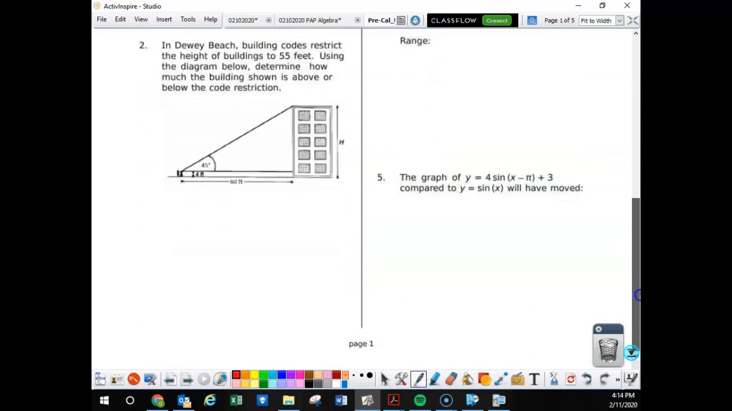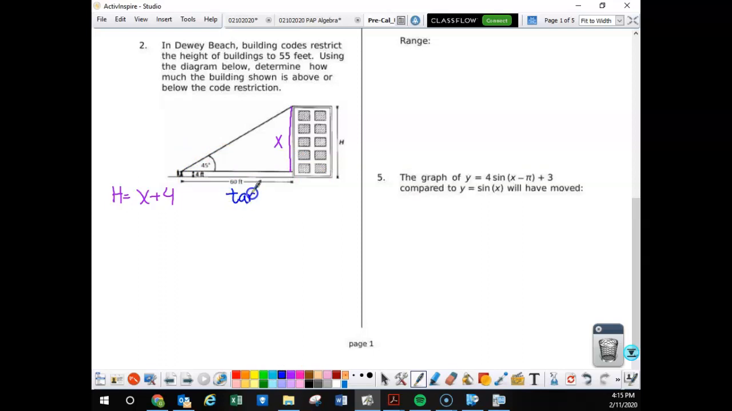Okay. Number 2. So in Dewey Beach, building codes restrict the height of buildings to 55 feet. Using the diagram below, determine how much the building shown is above or below the code restriction. Okay, so here you have to remember that the whole height is 4 plus whatever this value is right here. Let's call this x. So the total height is equal to x plus 4. So I have to figure out what x is. And I have x, I have this angle, and I have this adjacent. So that means I'm going to use tangent.